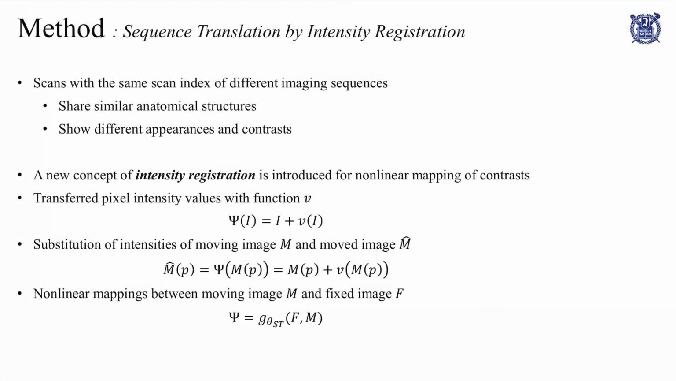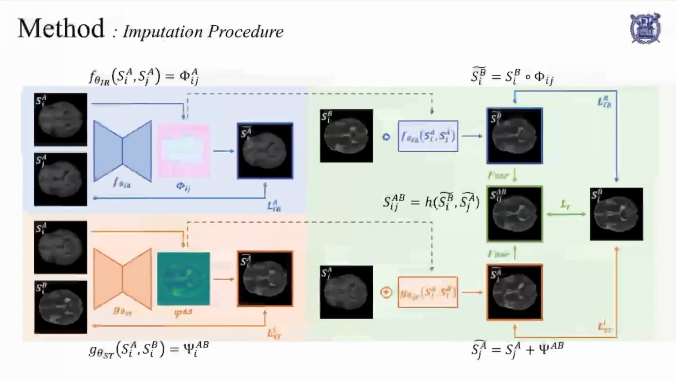Next, a new concept of intensity registration field is introduced for nonlinear mapping of contrast. Similar to index registration, transferred pixel intensity values with function V can be defined as the equation. Nonlinear mapping between moving image M and fixed image F can be defined with the network G zeta st with learnable parameters zeta st. Utilizing both registration fields, an imputation procedure is visualized and formulated below. Details can be seen in the poster that we posted.